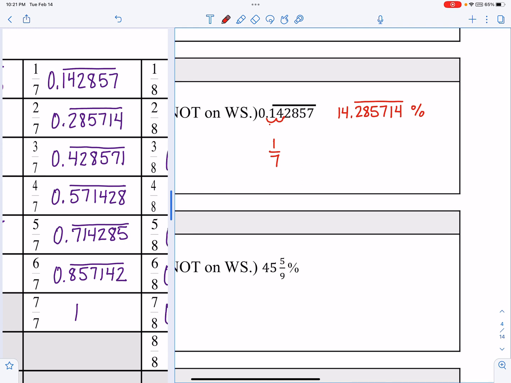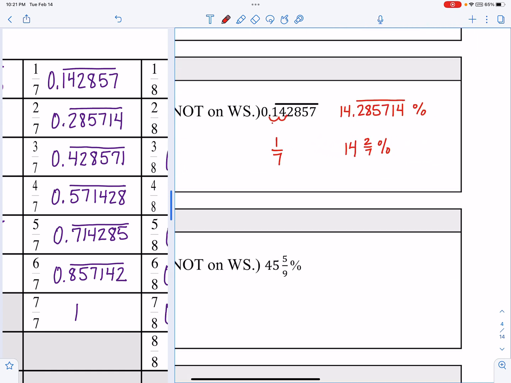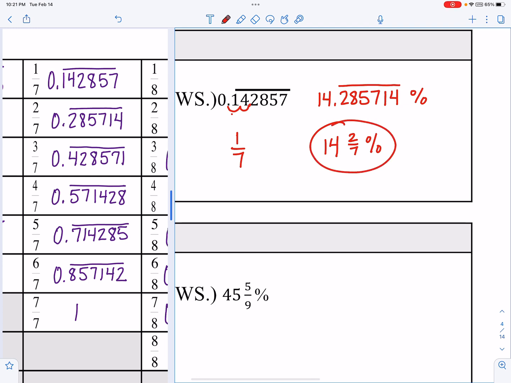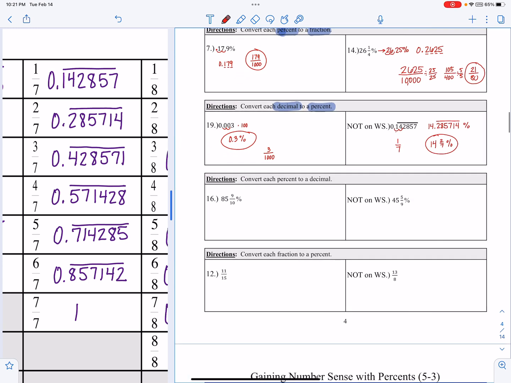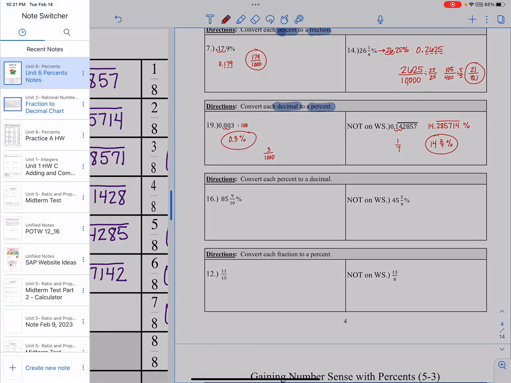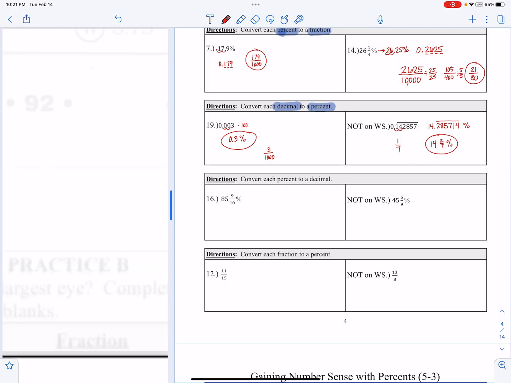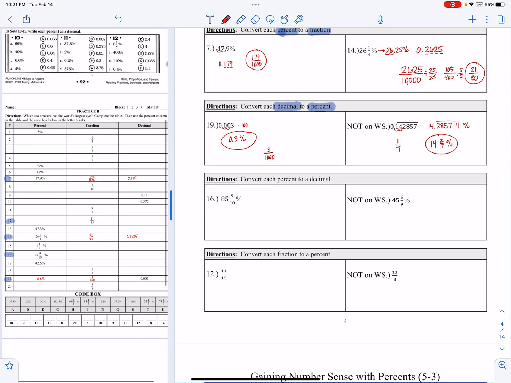Also take a look at, can you find 0.285714? That happens to be 2/7. So really for my percent here, I have 14 and 2/7%. And remember, I'm converting each decimal to a percent, so there we go. Okay, that is my official answer there. All right, let's go ahead back to our worksheet now. Here we go, and we'll continue where we left off.